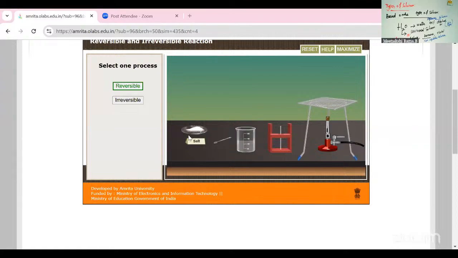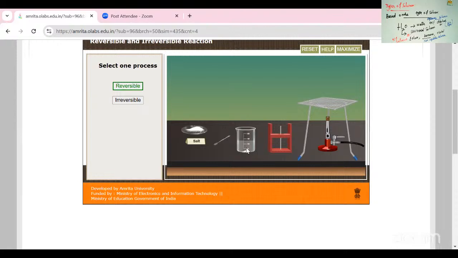This is called salt. This is a beaker, containing some amount of water, and a stirrer, tripod stand, and then a burner also. In this process, we are going to learn the reversible and irreversible concept also. So I'm taking some amount of salt. So this is the solute because the solute quantity is very little. Only one spatula of salt is added in this water.